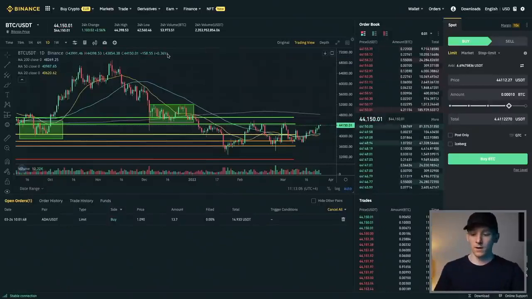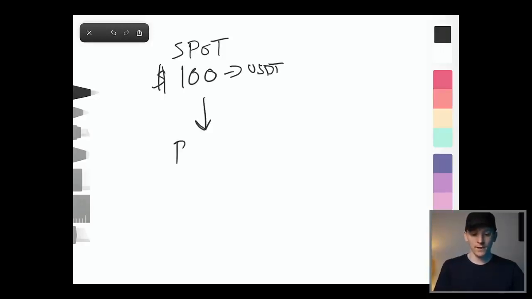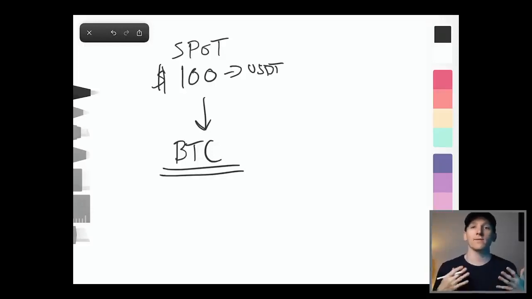Now a spot market means basically you use money to buy something. So very simply you take dollars, right, and then you put that into a stable coin like USDT, and then you go ahead and buy a cryptocurrency like Bitcoin. You buy and own that cryptocurrency. You can withdraw it into a separate wallet, and that is yours.